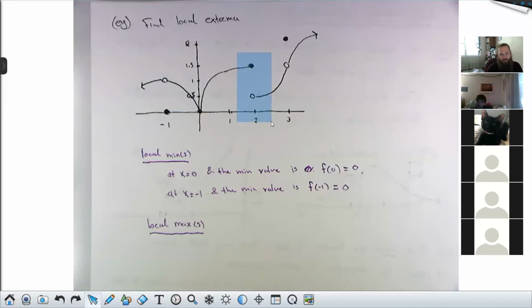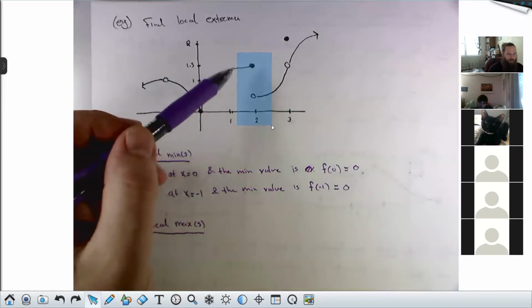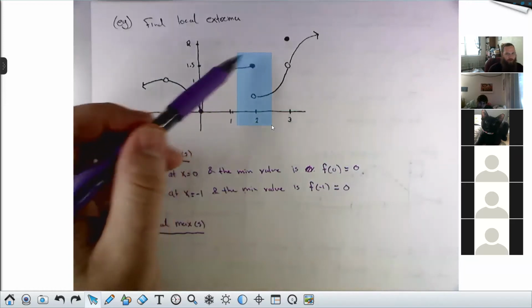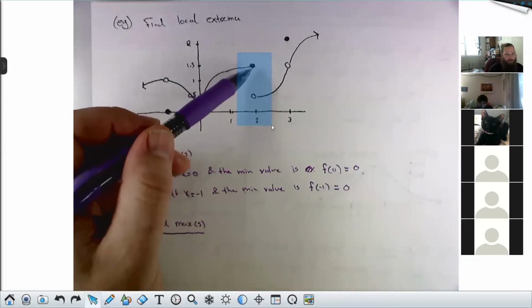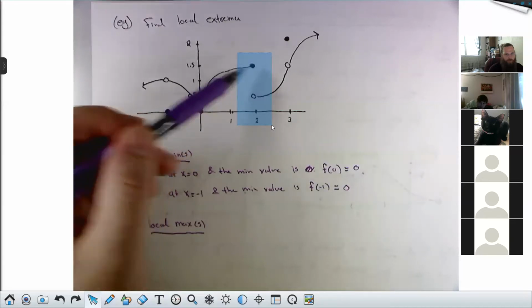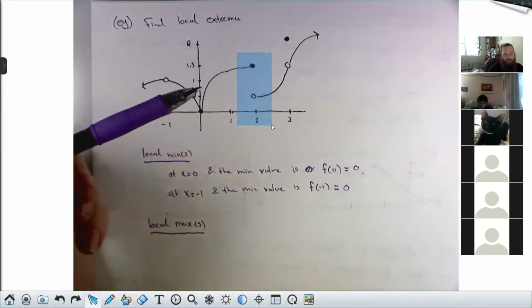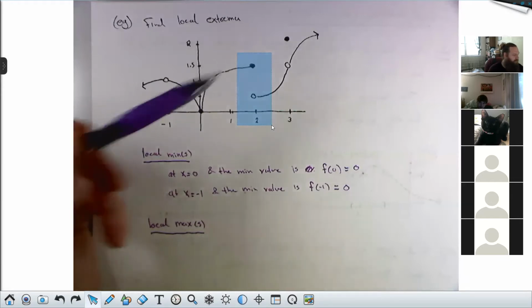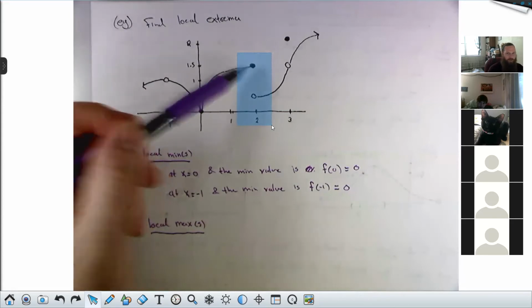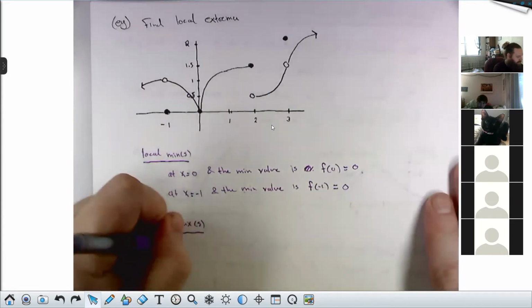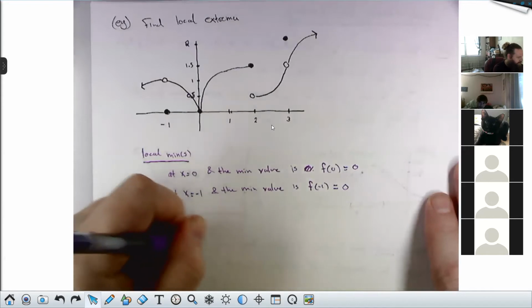What's going on right here? If I put a little window around the graph where x is equal to 2, that looks like this. And the actual point on the graph at x equals 2 is this filled in point right here. Is this the tallest point in that window? Yeah, he absolutely is. So this is a local max. So there's a local max at x equals 2.